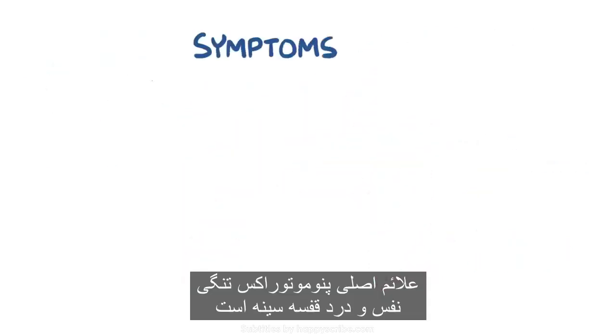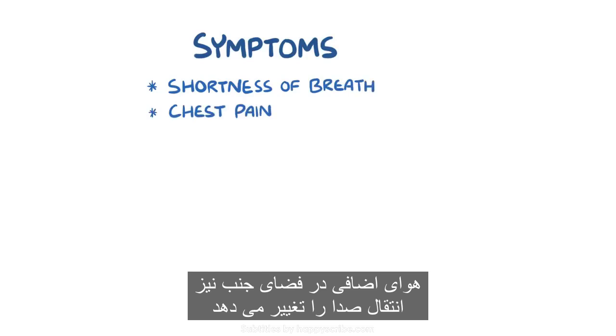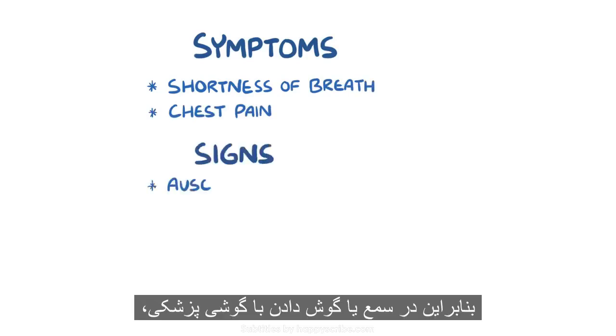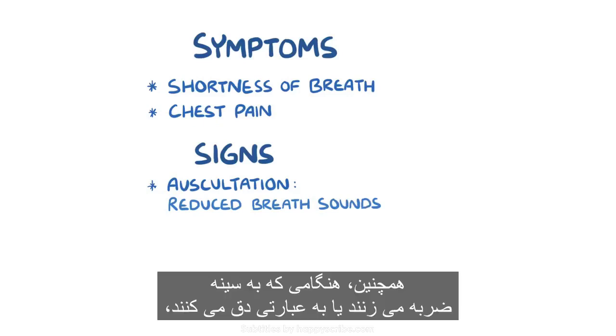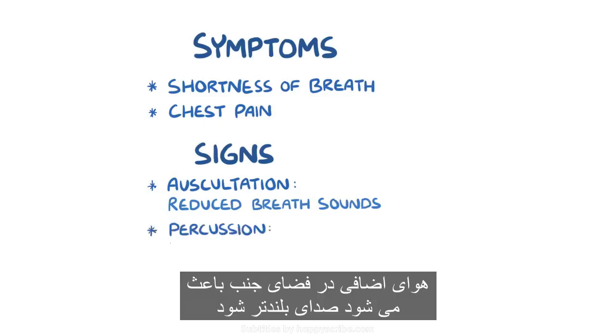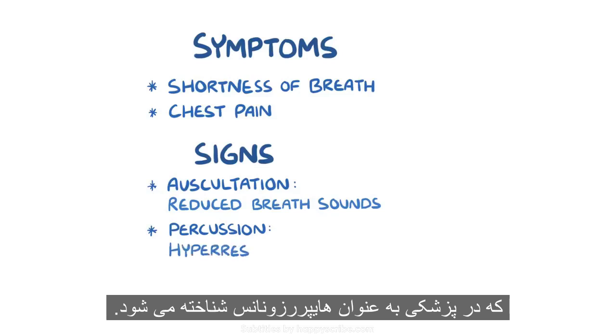The main symptoms of a pneumothorax are shortness of breath and chest pain. The extra air in the pleural space also changes sound transmission in the chest. So on auscultation, or listening with a stethoscope, normal breath sounds are reduced. Also, when the chest is tapped or percussed, the extra air in the pleural space makes the resonant sound get louder, known as hyperresonance.